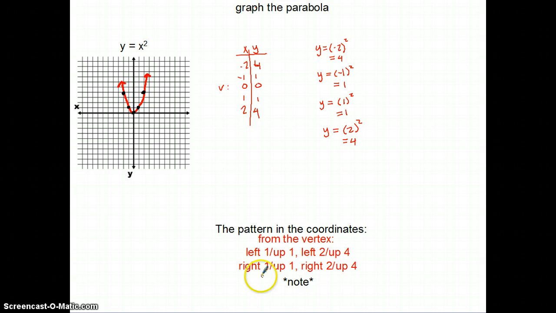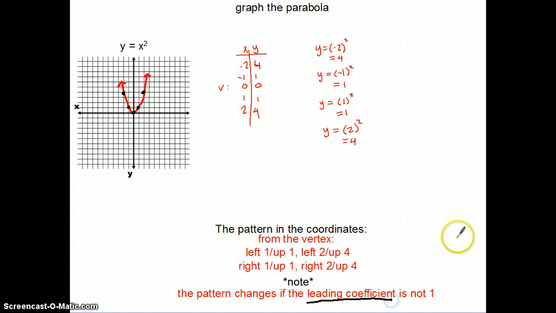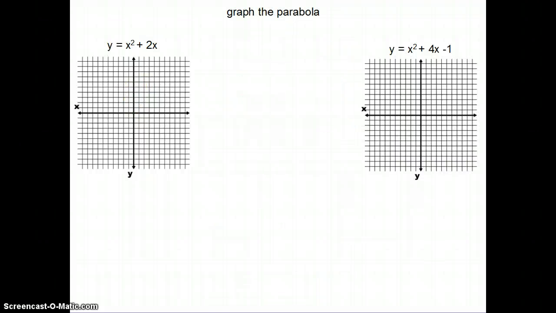However, the pattern will change if the leading coefficient is not 1. Remember this leading coefficient? That's the coefficient in front of x squared, or the number in front of x squared. In this case, I have a 1 in front of my x squared, so I may use this pattern. Later, we'll discuss how the pattern will change if you have a different number in front.